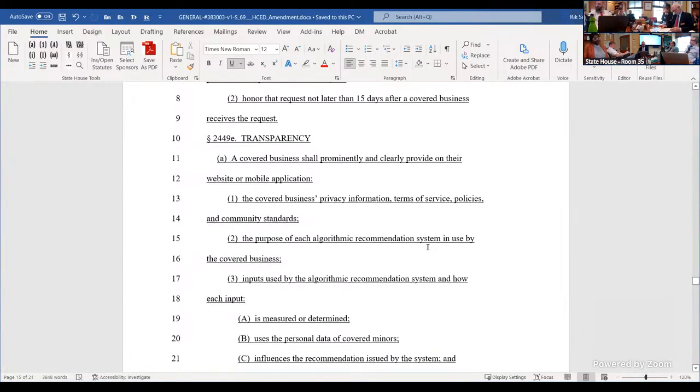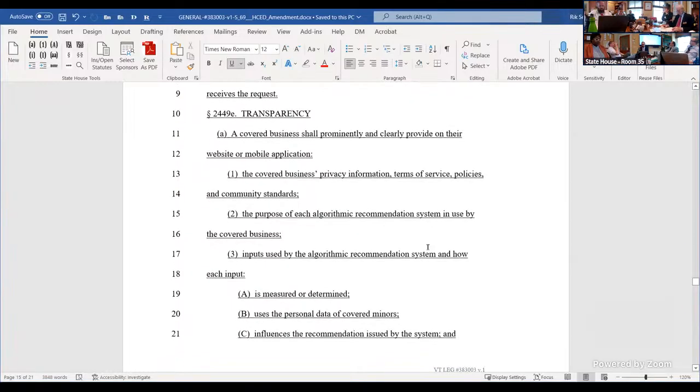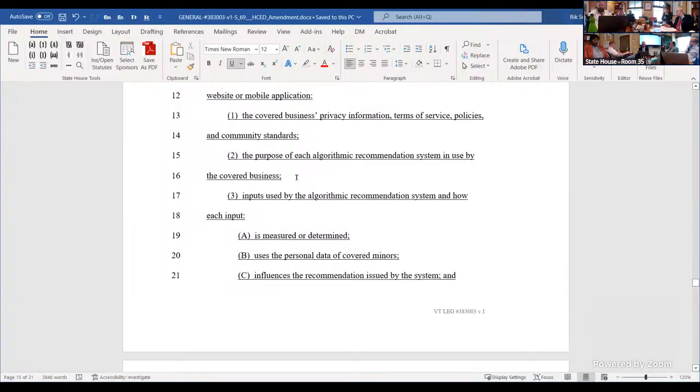Okay, 2449E, transparency. This is requiring certain things in your privacy terms. You must provide these things on your app or website. Your privacy information, terms of service, policies, and community standards. The purpose of each algorithmic recommendation system in use by the covered business. You know, we don't have this defined. And you may have some covered businesses saying this is a trade secret, or this is not public information, we don't want to release this. But again, it's the purpose, it's not the actual system, it's the purpose of the system.